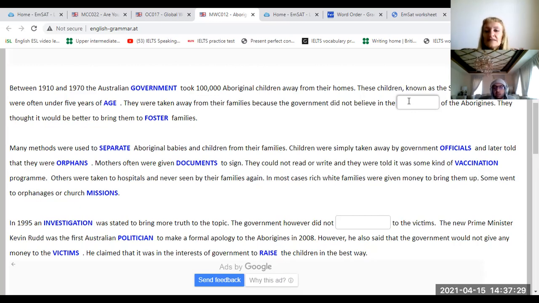Can we say that they did not believe in the future of the Aborigines? I think so. Yes, why not? Perhaps that's what they wanted. Yeah.